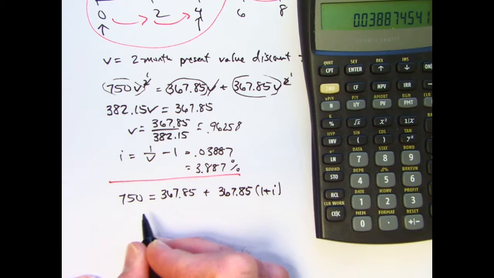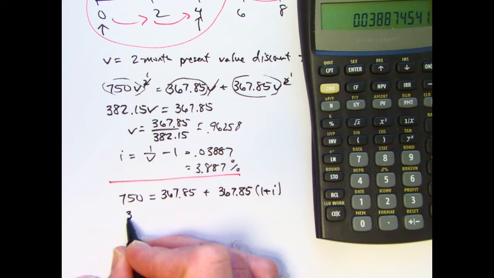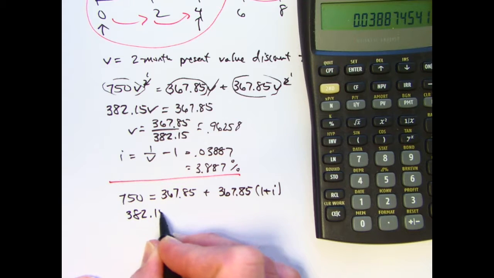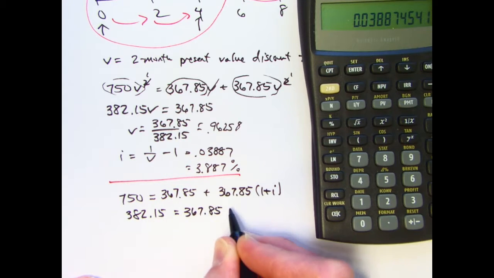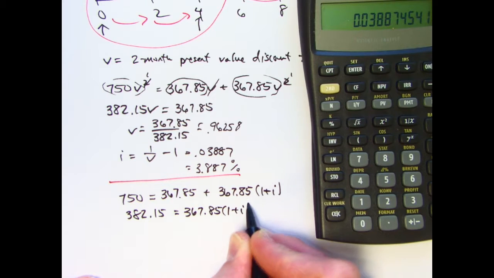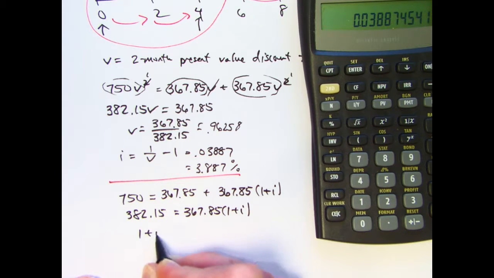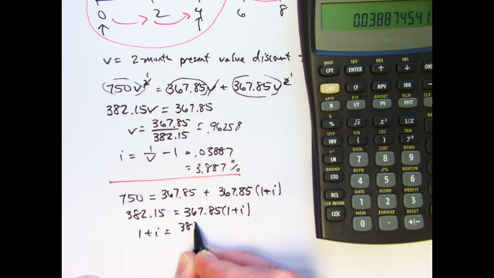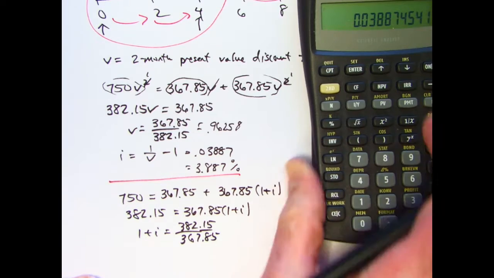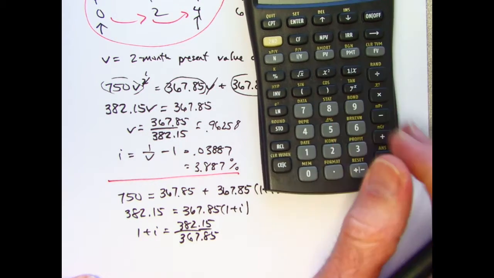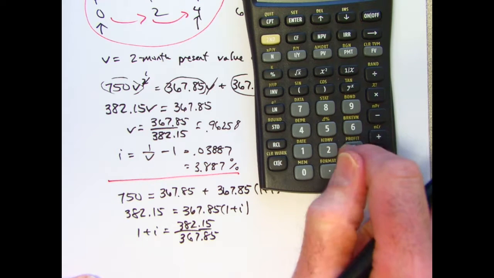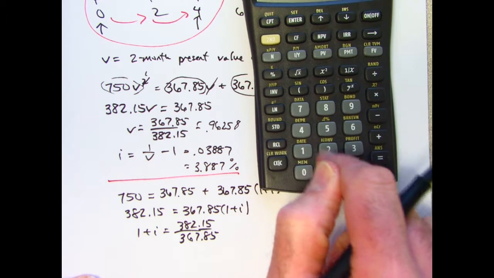Once again, subtract 367.85 from both sides. You'll get 382.15 equals 367.85 times 1 plus i. 1 plus i will be the ratio 382.15 divided by 367.85. You'll find that ratio, then subtract 1, and you'll get the same answer. Let's just confirm that quick. That should make sense algebraically if you look at these equations.